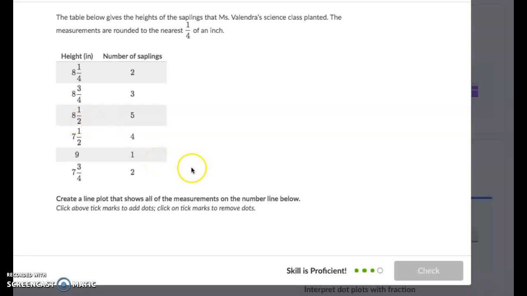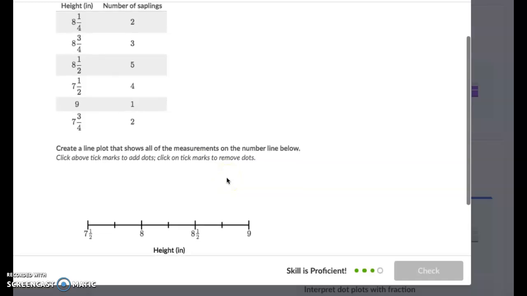Then I scroll down to look at my line plot. The very first thing that I need to do is figure out what in the world each of these lines even means. So I'm going to look between my two whole numbers, 8 and 9, and count the spaces in between 8 and 9. There's 1 space, 2 spaces, 3, 4 spaces. That means it's split up into fourths. So each hash mark here is 1/4.